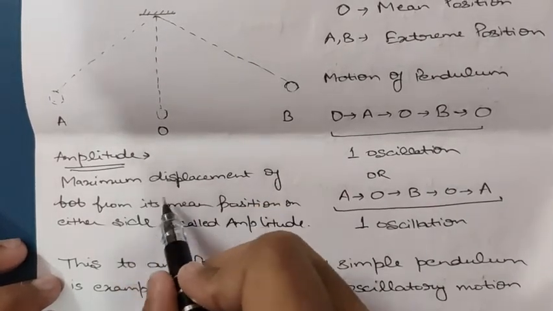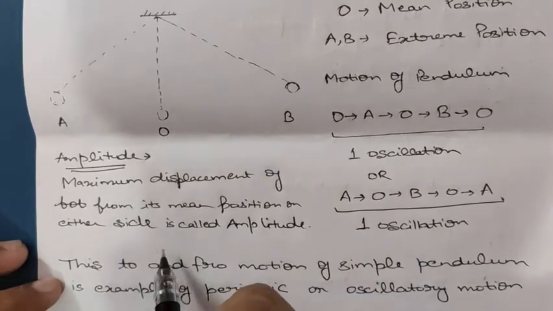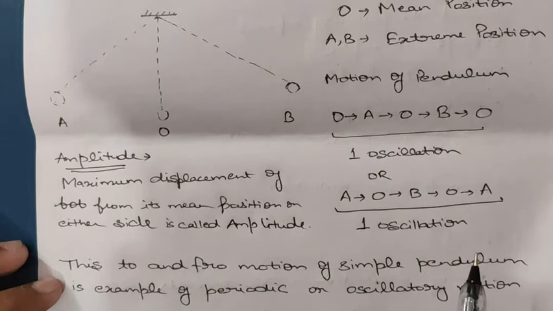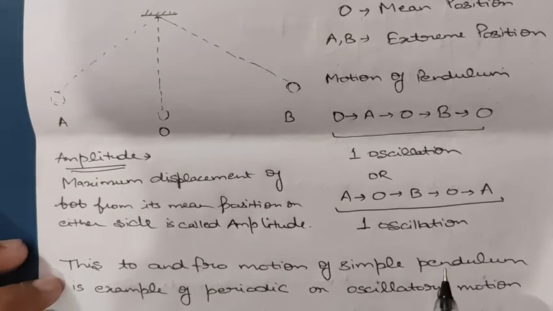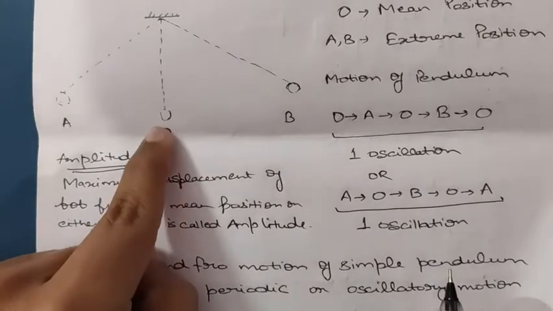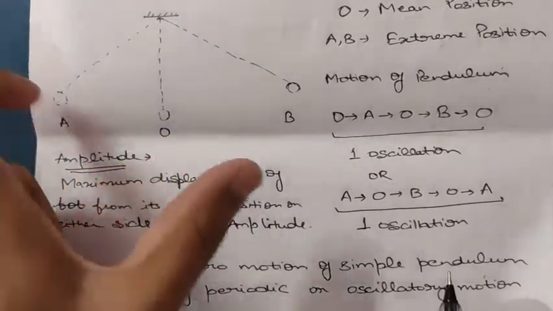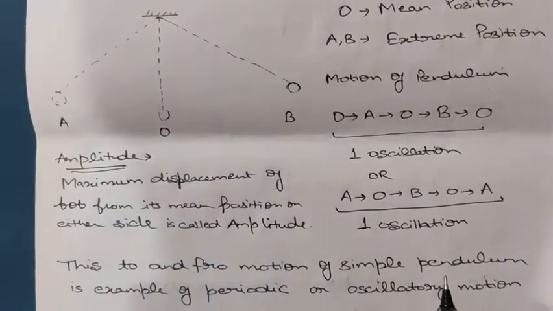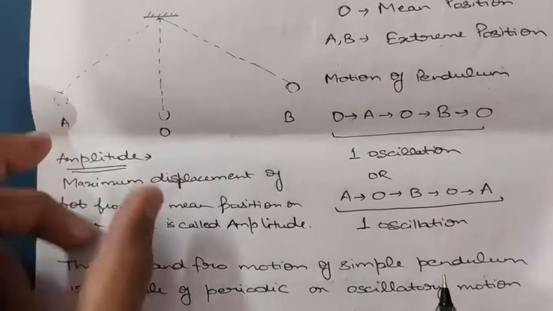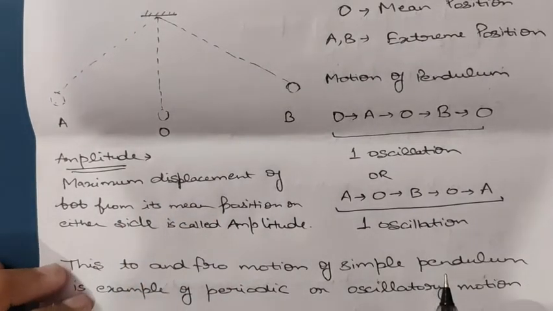Amplitude: the maximum displacement of the bob from its mean position on either side is called amplitude. Getting it? Maximum displacement, that means the distance that is covered. So what is the maximum displacement? O to A on either side, meaning only one side. You cannot say that A to B is the complete amplitude. The amplitude is OA. So the maximum displacement of the bob from its mean position on either side is called amplitude.